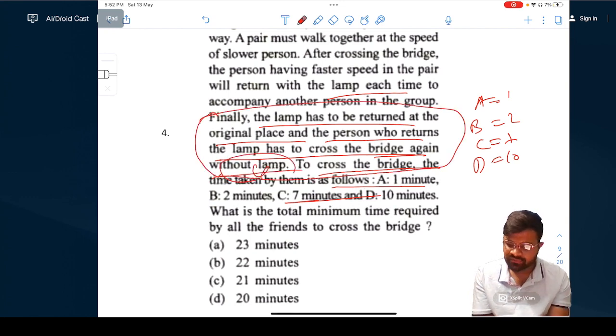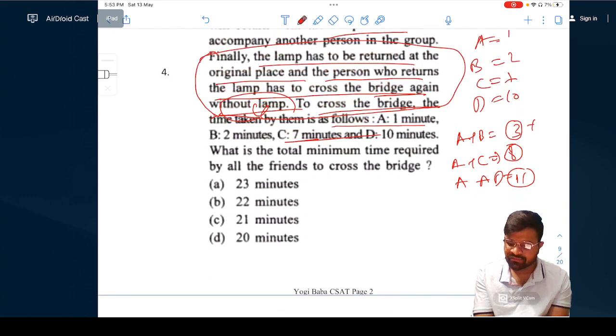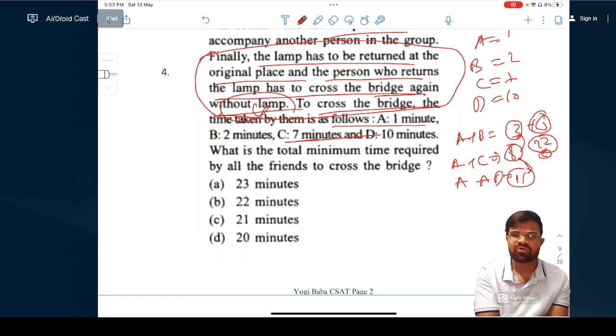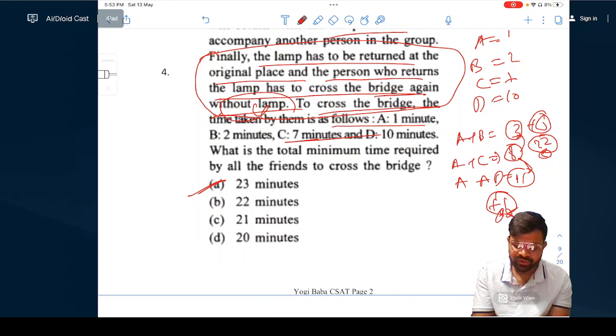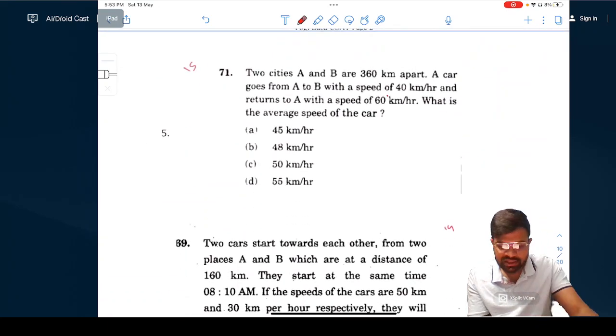See, first A plus B will go, so it will take 3 minutes. Then A plus C will go, it will take 8 minutes. Then A plus D will go, it will take 11 minutes. Plus 1 minute each is for A coming back. So it will be 11 plus 8 is 19, 19 plus 3 is 22. After 22, A has come back. Now he will again go without the lamp for 1 minute extra. So 23 minutes is the time. Very simple questions, but lengthy.